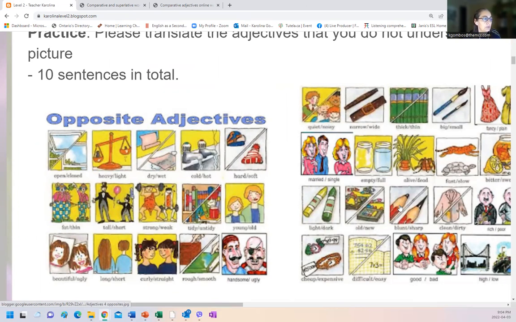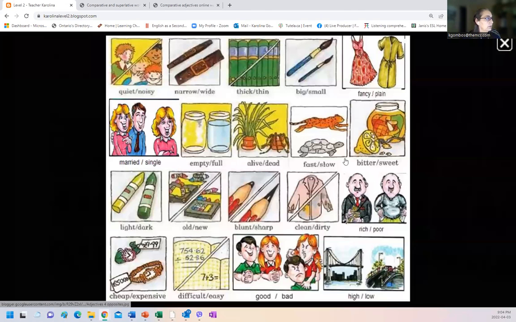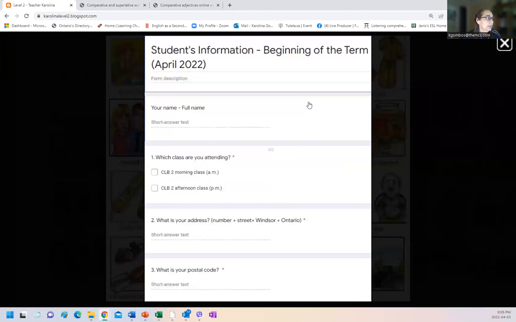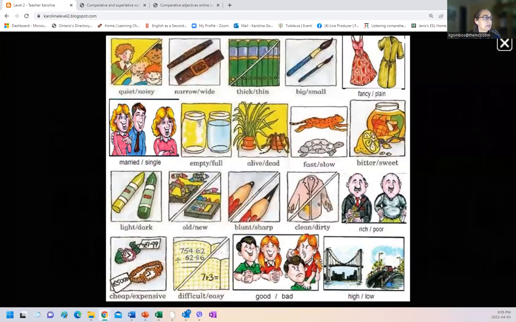Let me just give you some more examples. For example, you have belts. You have a narrow belt and you have a wide belt here. You can say that my father has a wide belt. You can say, for example, quiet and noisy. You can say Bobby is quiet, but the children are noisy. Okay. You can say tigers are fast, turtles are slow. Okay.